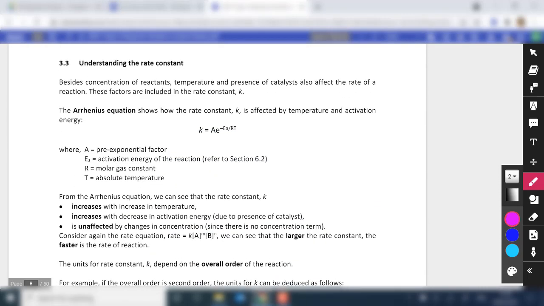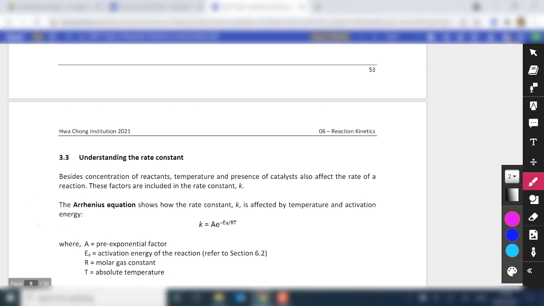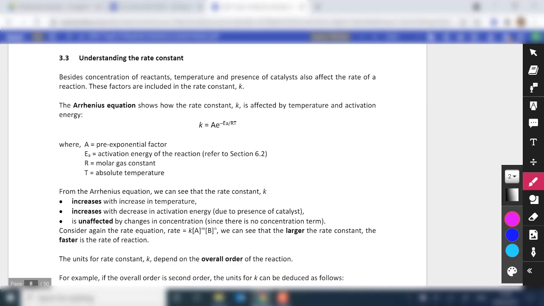Okay, understanding the rate constant over here. So what exactly is a rate constant? The rate constant is, of course, the K term. I think over here they mentioned that besides concentration of reactant, temperature and presence of catalyst also affect the rate of a reaction.